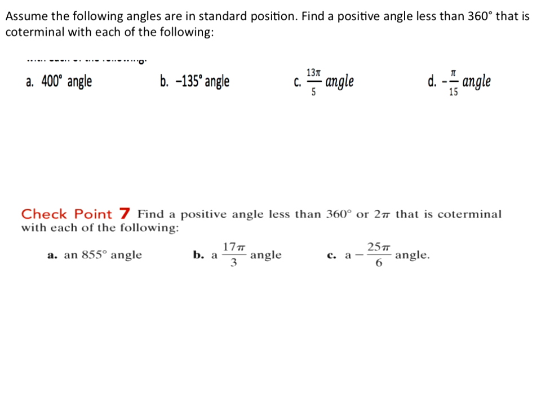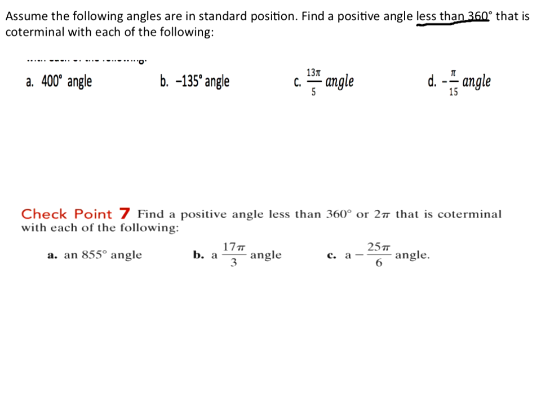These are easiest seen if you just jump in and work with the calculation. So assume that these angles are in standard position, and we want to find a positive angle less than 360 that is coterminal with each of the following angles.